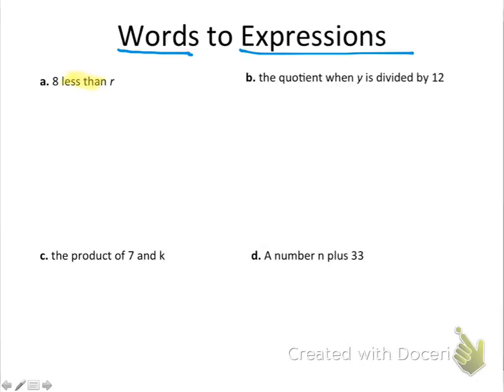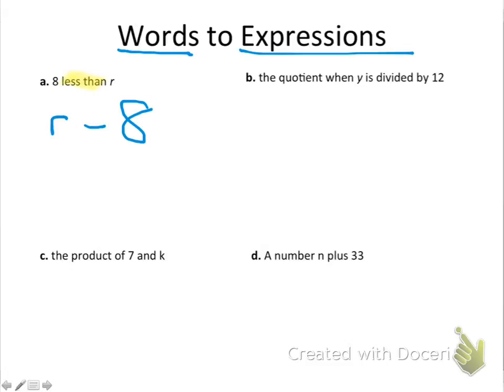So we know that 8 less than r is talking about subtraction. And since it says 8 less than r, it will be r minus 8 because it's 8 less than r. Less than means smaller than, so you have to put the r first, minus 8. Okay, let's do the next one.